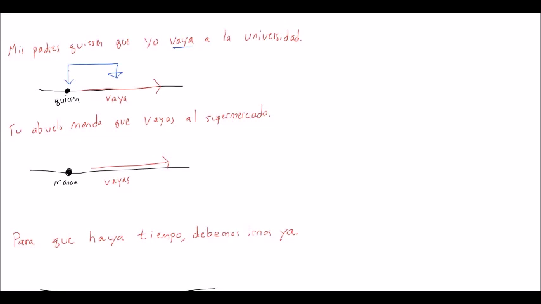And this next one, tu abuelo manda que vayas al supermercado. Your grandfather commands you to go to the supermarket. Him commanding something or demanding something happens right now, but he's asking you to do something that will happen in the future that could or could not happen. It's possible that the outcome will change. And that's what it's talking about when we talk about the window, the aspect of being indefinite in the first part of the sentence.